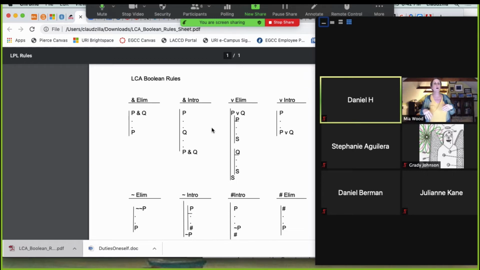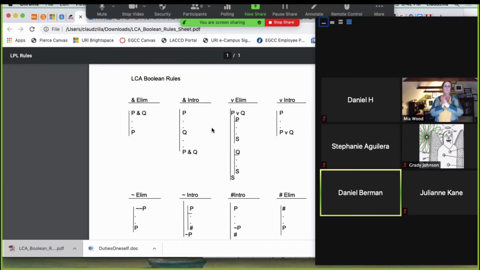Just before moving on, does this ring bells? Does this make sense? How is everybody doing? Yeah, the and elim and and intro make sense. I wish I would have used this earlier. Well, don't worry, because you'll have the chance to use it again.